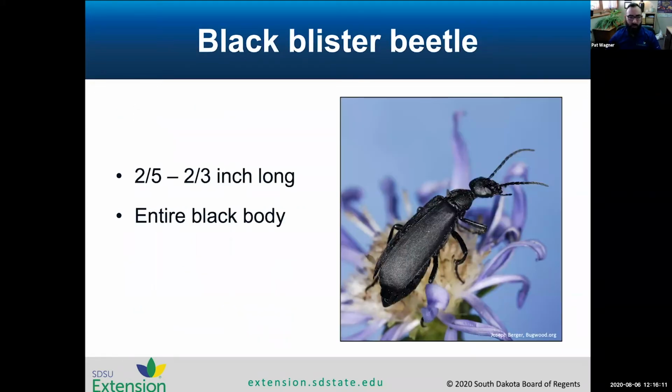Starting with the black blister beetle, these are a little bit smaller. They're only about 2/5 to 2/3 of an inch long, and as you can see in the picture, they're entirely black, from head to toe. I did mention that blister beetles in general have more of a velvety appearance. But from what I've seen, some of these black ones, just because of their coloration, appear a little bit shinier than some of those other beetles. Mostly they have that dull velvety appearance, but the black blister beetles might shimmer a little bit.